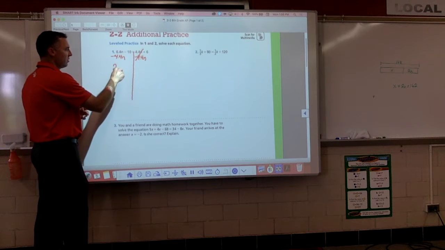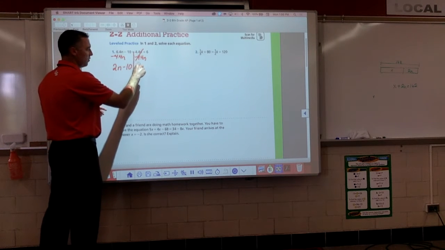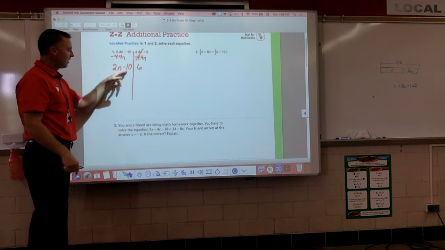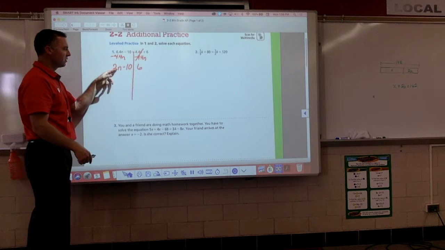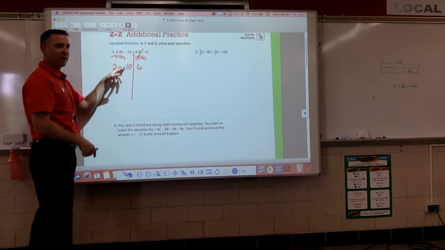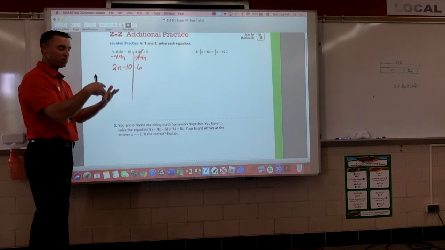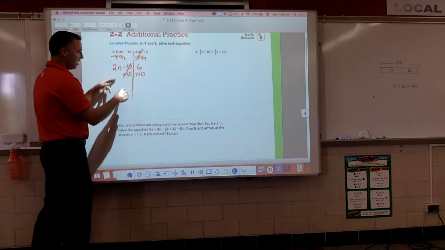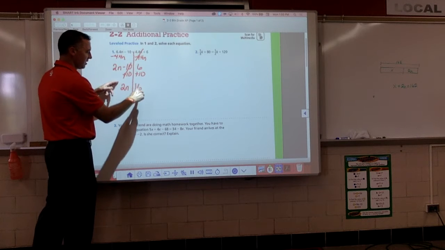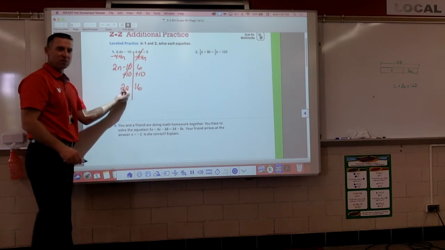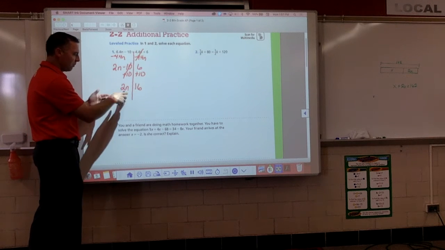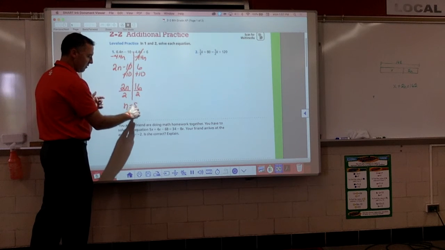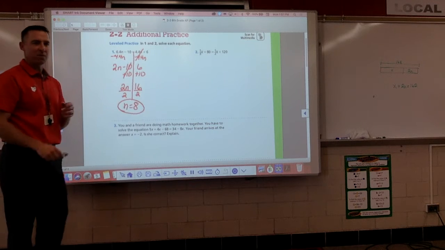That leaves me with 2n over here minus 10 equal to 6. Next step, get rid of the constant term that is alongside the coefficient term. So, in order to get rid of a minus 10, again, inverse operations, we're going to add 10 to both sides. That's going to leave me with 2n equal to 16. Once again, here's a variable term held together by multiplication. Split it by using division. Take 16 divided by 2. Folks, you're going to end up with 8.